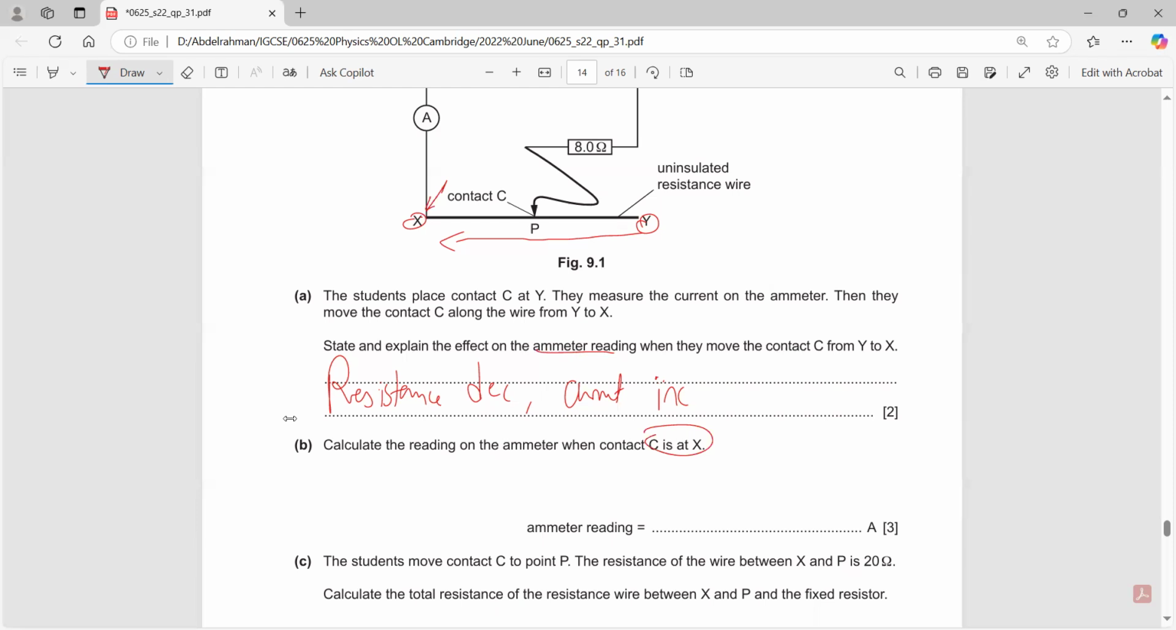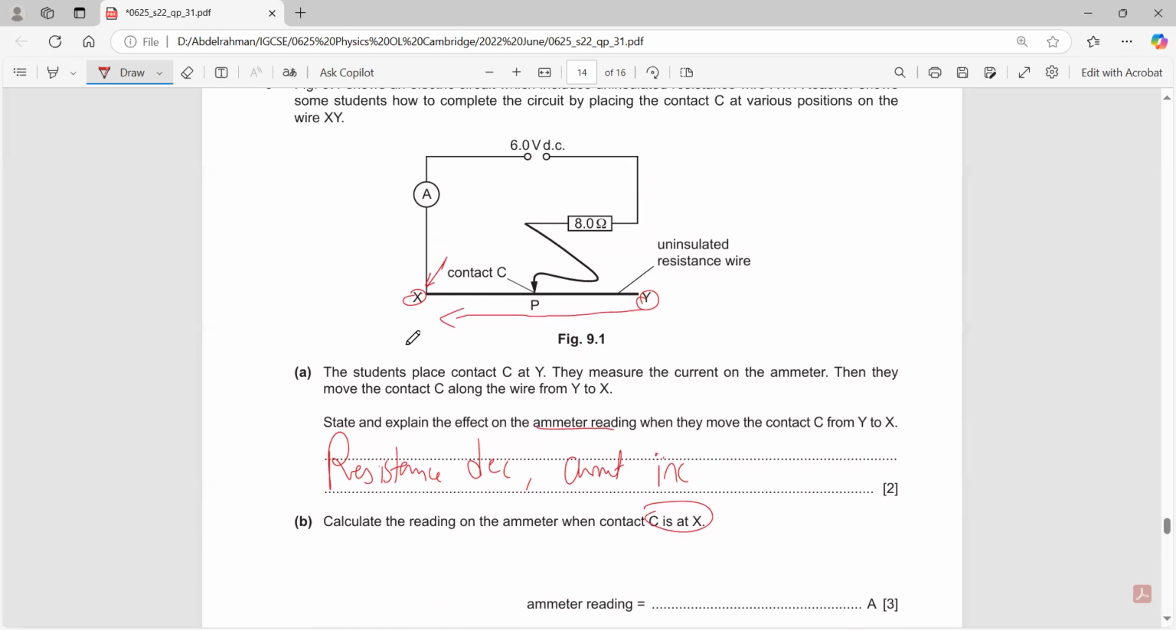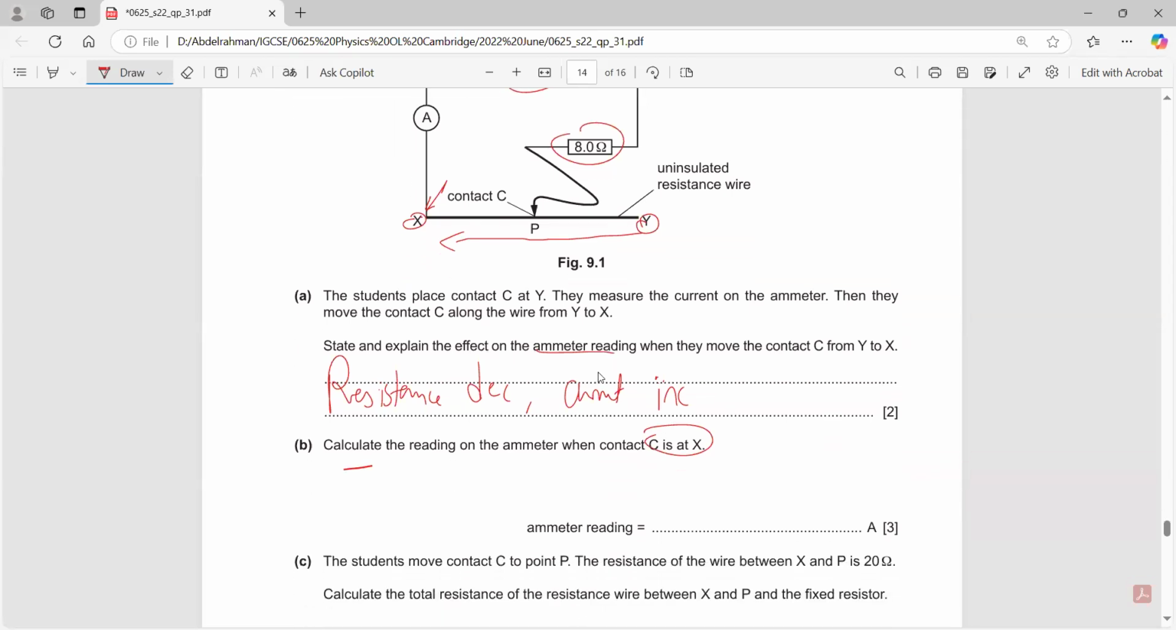Can I find the reading on the ammeter? Yes, I can. Can I find the current? Yes, you have the resistance. You only have one resistor in this case, which is the fixed 8 ohm resistor. And then you have the voltage. Can you find the current? Yes, I equals V over R, which is 6 over 8, so 0.75 amperes.